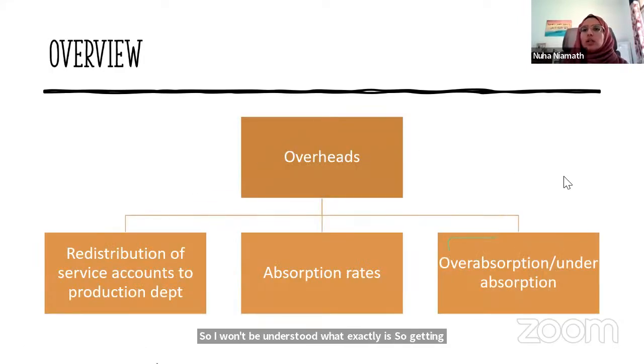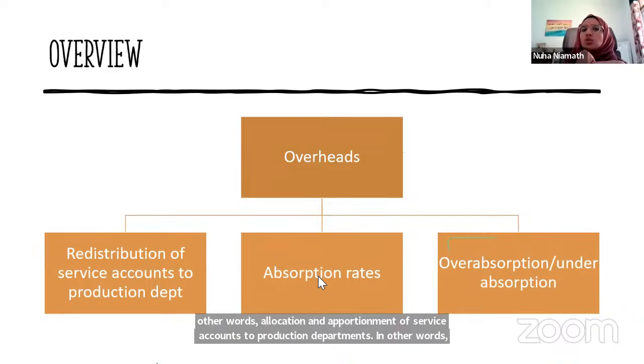So getting into a little overview of how we're going to take this forward, there are three areas that we are going to be looking at in overheads. One is the redistribution of service accounts to production departments. In other words, allocation and apportionment of these overheads. That's the first thing that we'll do.